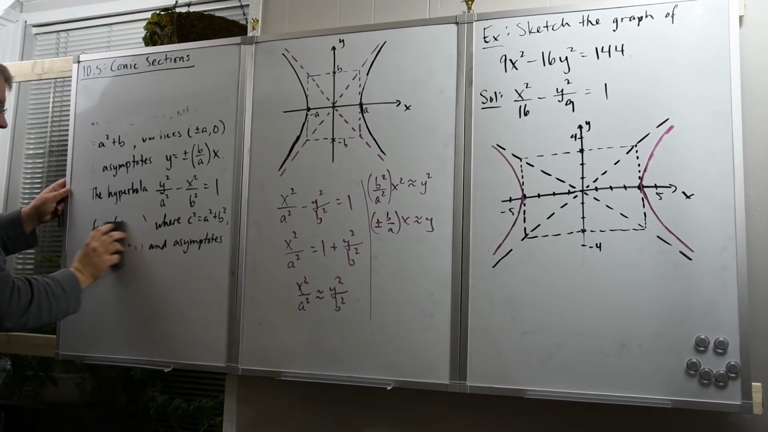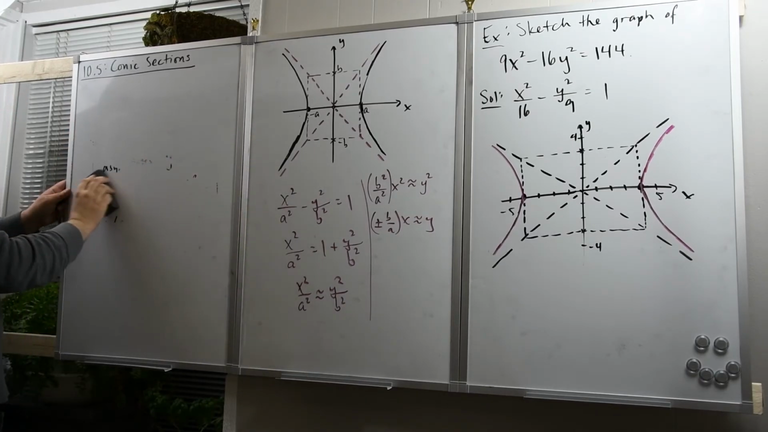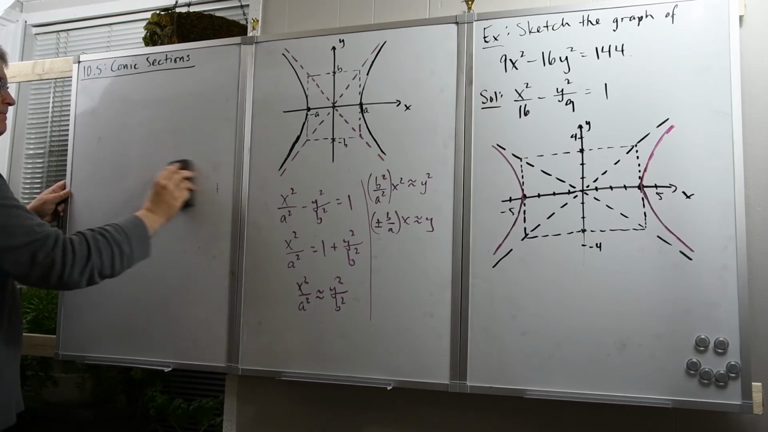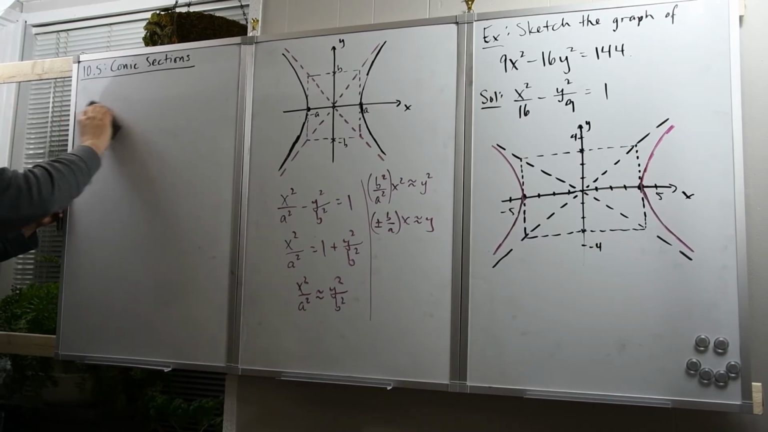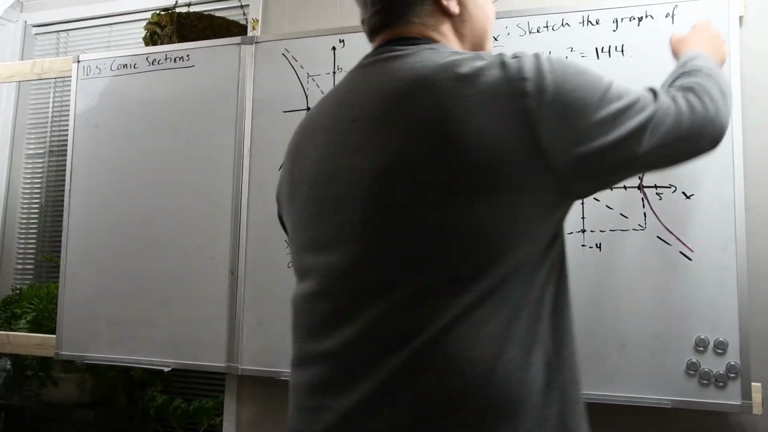Now, the last example that I'm going to show you here is going to involve a hyperbola whose center will not be at the origin.